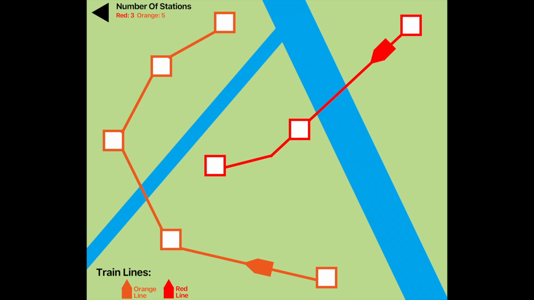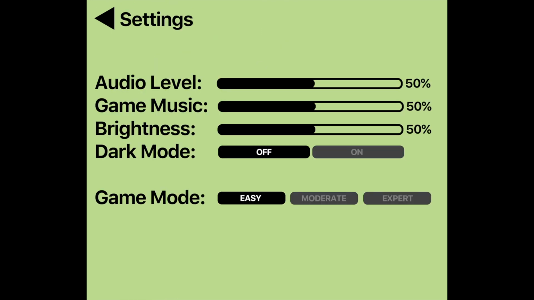And in the middle you see the squares would represent the stations, the lines represent the train line, and the triangle square shape on the train lines would represent the trains.